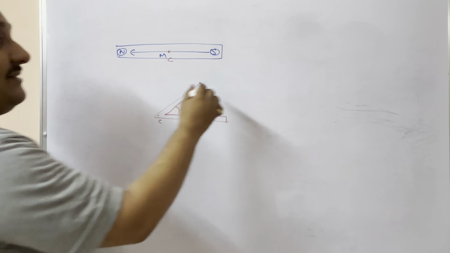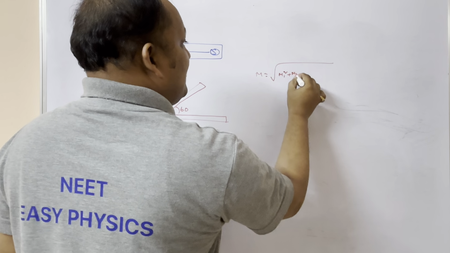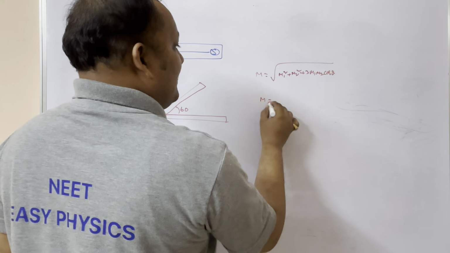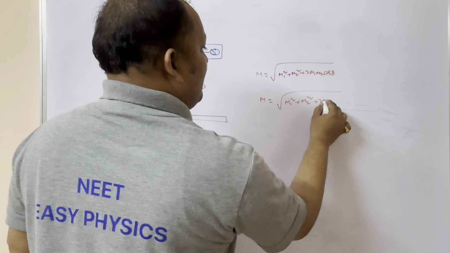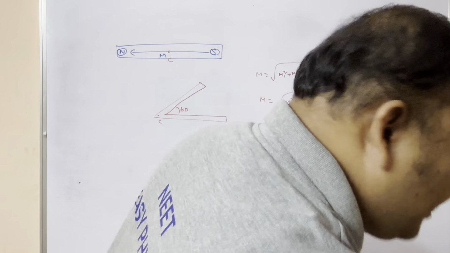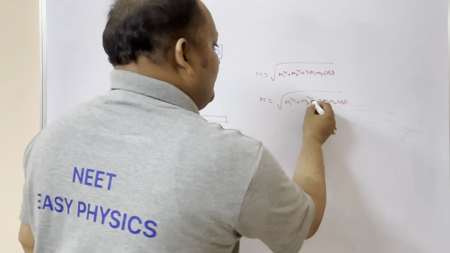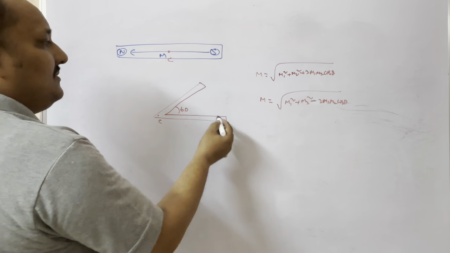Resultant magnetic moment means we are given two formulas. Root of M1 square plus M2 square plus 2 M1 M2 cos theta. Another one is the same with a minus: M1 square plus M2 square minus 2 M1 M2 cos theta. One is with plus, another one is with minus. So, which formula do we have to use? Many students made a mistake.